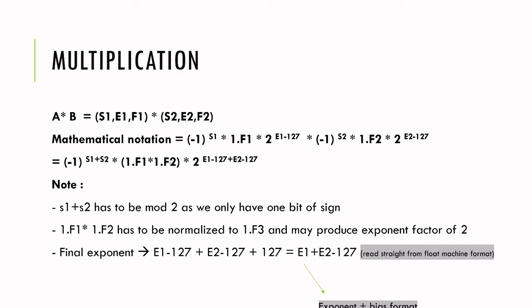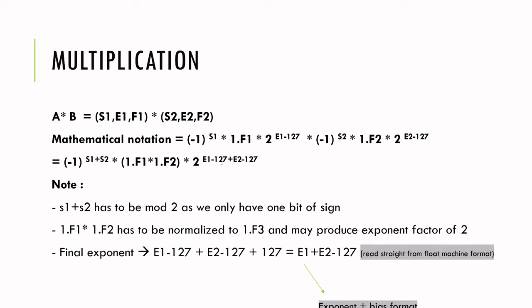The problem with 1.f1 times 1.f2 is that if it becomes larger than the format of 1.f, if it becomes 2 or more, then you have to renormalize this part to the format of 1.f3, by dividing by 2. So you have to extract a factor of 2 and renormalize this multiplication part. That's another step. The final step for getting the exponent is that the exponent you write in the machine format is the actual mathematical exponent plus 127.